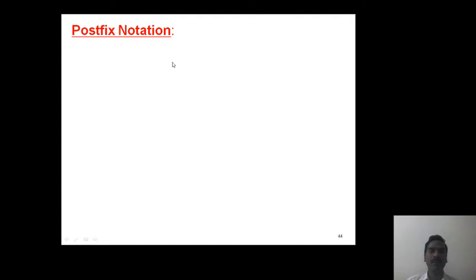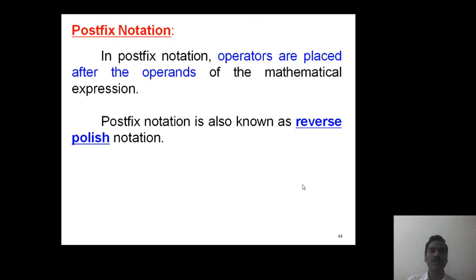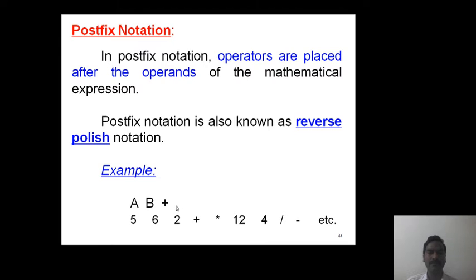Third type, postfix notation. In postfix notation, operators are placed after the operands of the mathematical expression. A postfix notation is also known as reverse Polish notation. Examples: a, b, plus is a postfix notation. 5, 6, 2, plus, asterisk, 12, 4, by, minus is also a postfix notation.